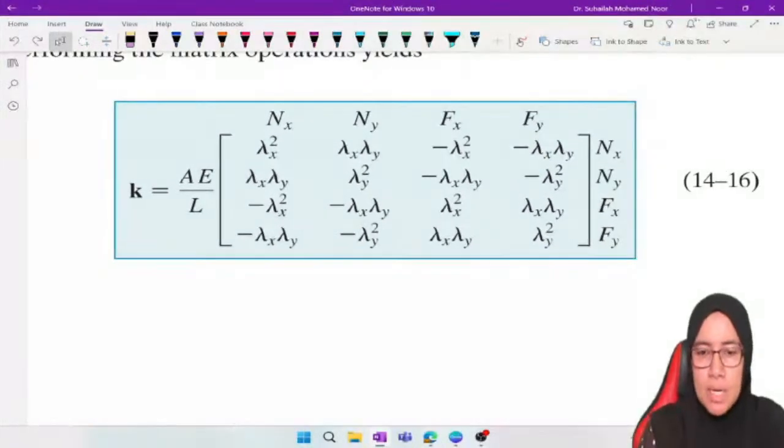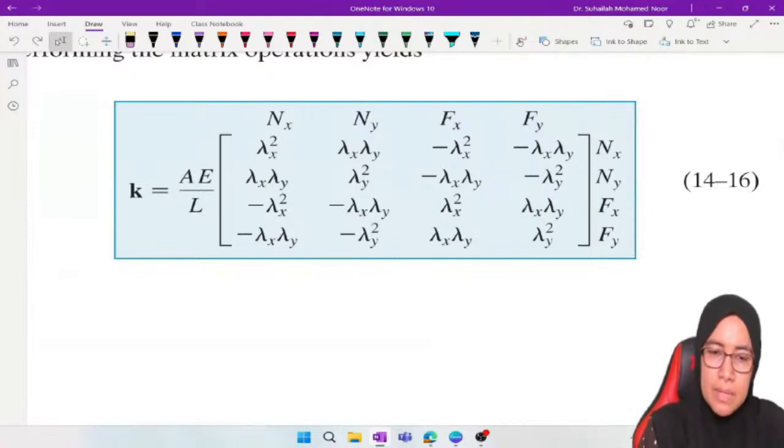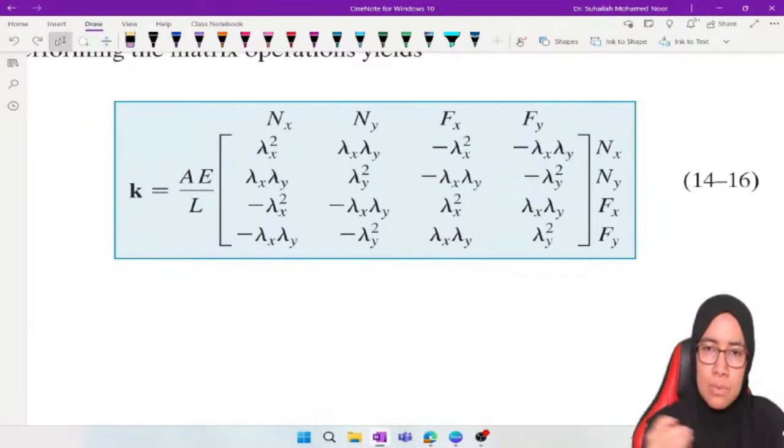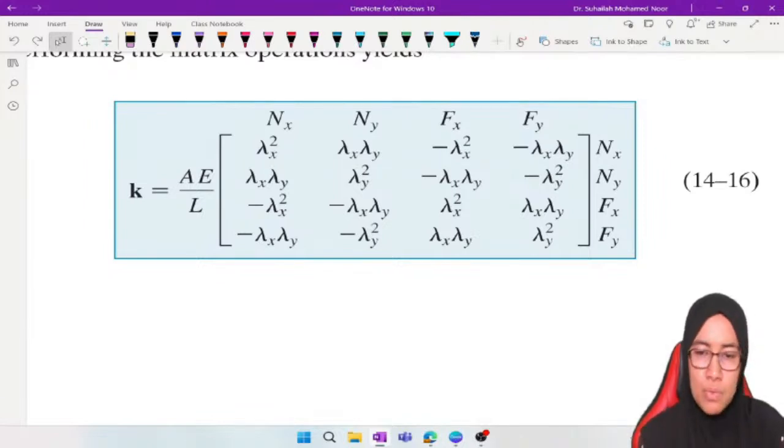Okay, in this formula, as we can see, there are labels outside the matrix: NX, NY, FX, FY. It refers to the degrees of freedom, 2 for near, 2 for far. So we have to label this according to the numbering that we have later on.